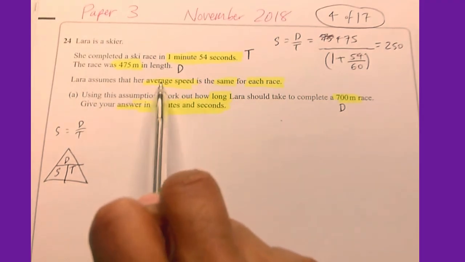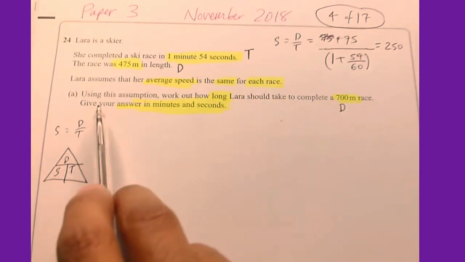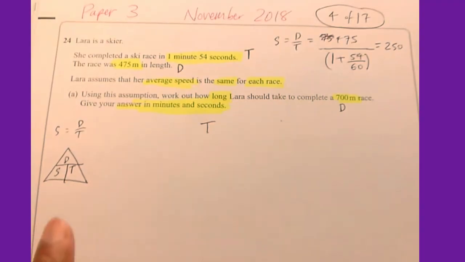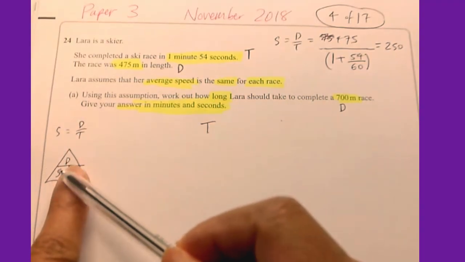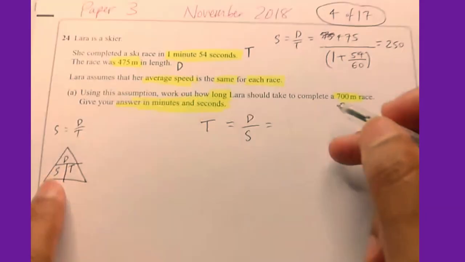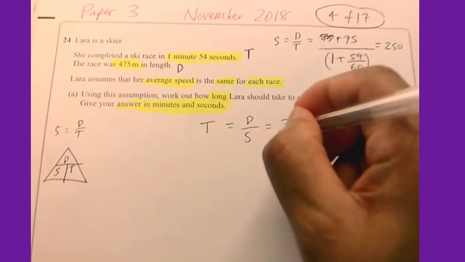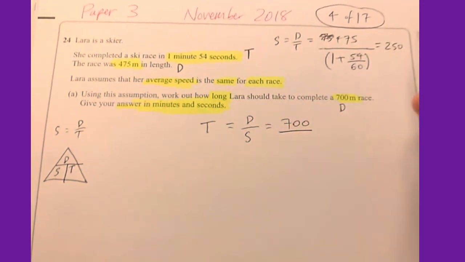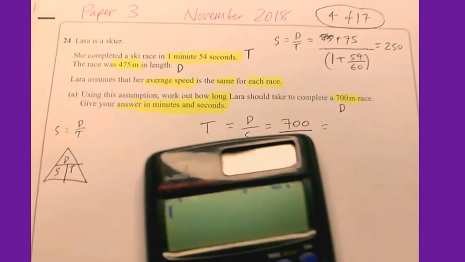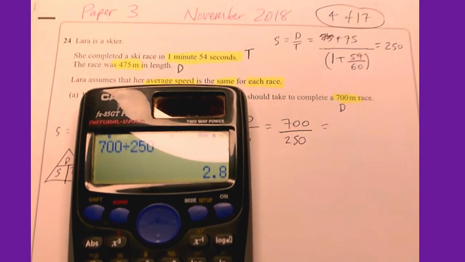Now, Lara assumes that her average speed is the same for each race. So we keep the speed the same. Using this assumption, work out how long is time. So if I cover my time here, it's distance divided by speed. So time equals distance divided by speed. So my distance now is 700 meters, divided by my speed, 250. That gives me 700 divided by 250. That gives me 2.8.